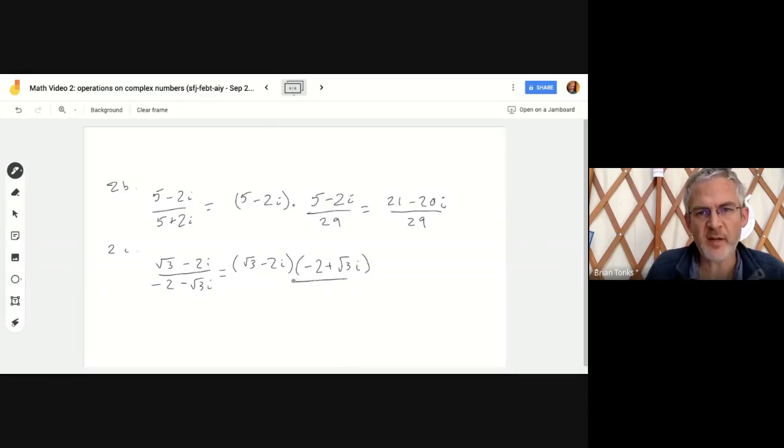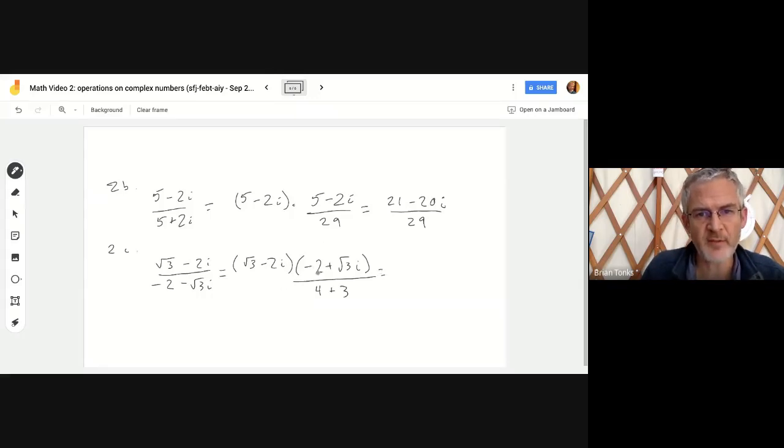And then in my denominator, I have the modulus squared, which is the first part squared, which would be 4, and the second part squared, the square root of 3 squared is 3. And it's always added. Negative 2 times negative 2 is indeed positive 4. So we're good there. Now I can do out this multiplication here.